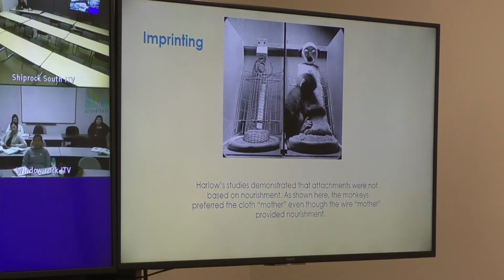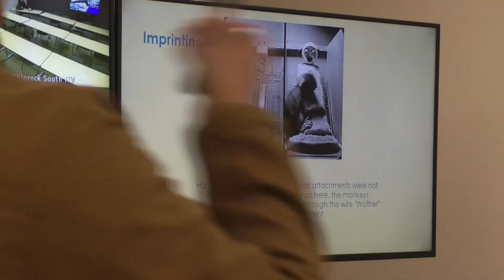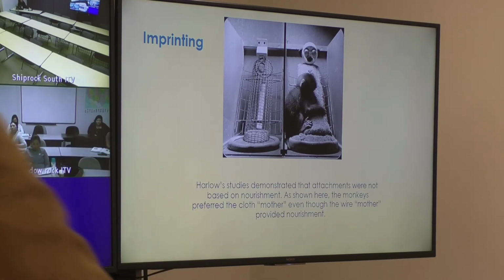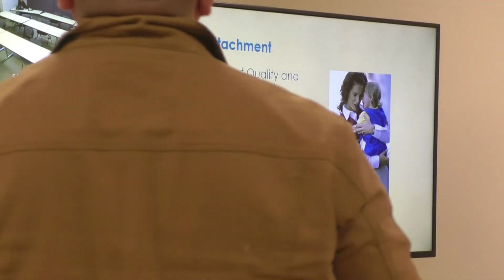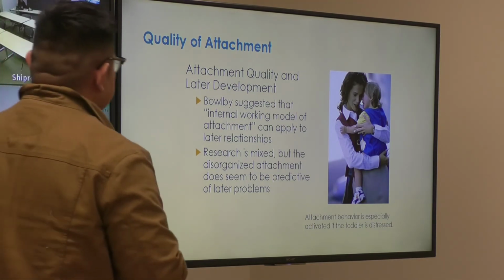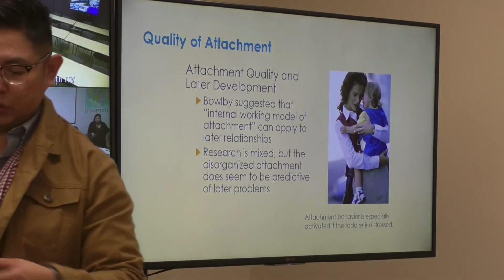How many would actually be comfortable doing that kind of study, or it would just break your heart, and you're like, no, that's so sad, and you're just crying? Again, this was years ago before actual ethics and everything kind of played in. But it was one of those things where the wire mother was initially pushed back. As we're going along, we realize that there's a level of nurturance that goes along when we're interacting. That's the reason why we have a level of warmth and everything else. So, quality of attachment. A lot of you have looked at internal models of attachment, which can apply to later relationships. Research is mixed, but this disorganized attachment does seem to be predictive of later issues.